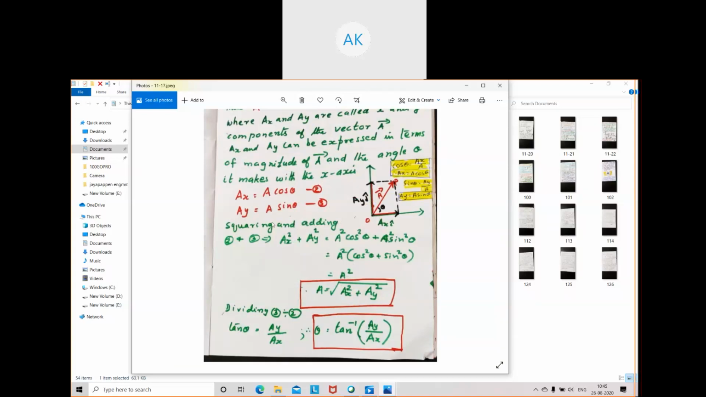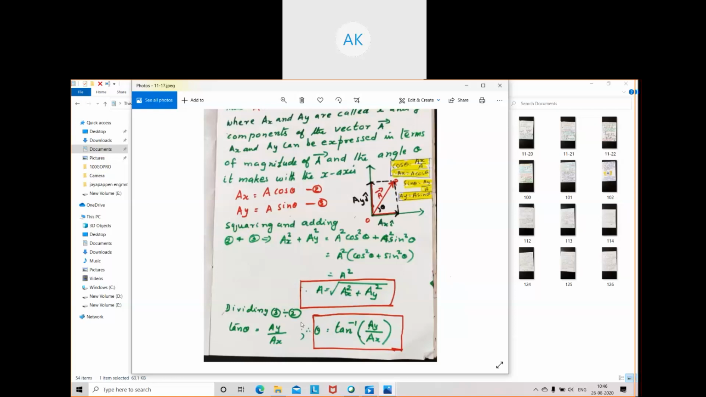So squaring and adding, you square equations 2 and 3. Ax square plus Ay square equal to A square cos square theta plus A square sin square theta. Therefore we get A square into cos square theta plus sin square theta. That is 1, so we get A square. Therefore A equal to the square root of Ax square plus Ay square.